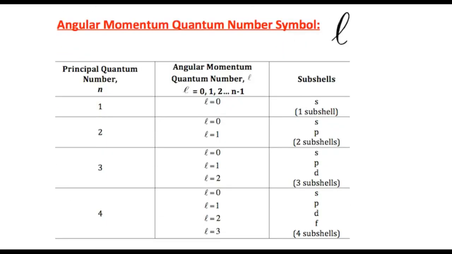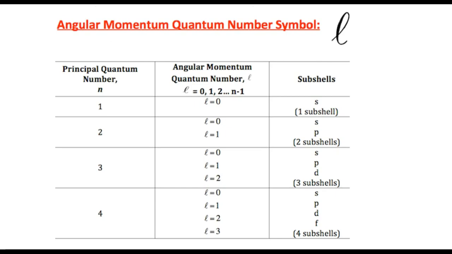Now, here it is: the angular momentum quantum number symbol. Here is a table showing everything about the angular momentum quantum number. Now, it is given that the principal quantum number n is 1, 2, 3, 4. Then how many angular momentum quantum numbers are there?